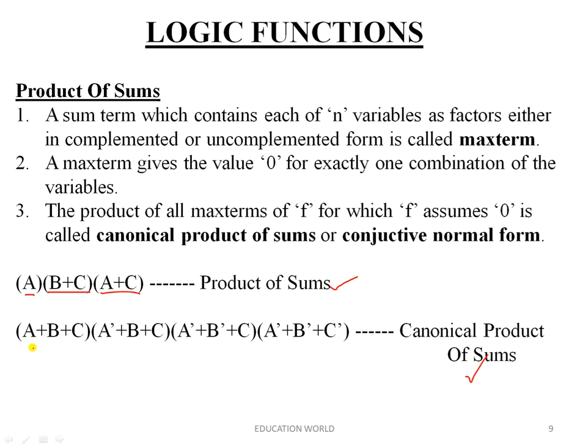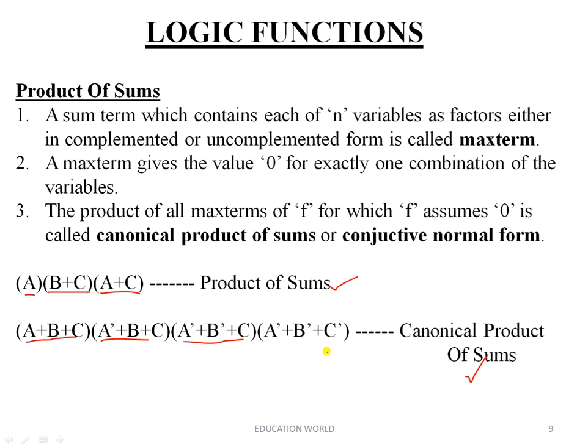But in the case of canonical product of sum, it is mandatory to contain all the variables, whether it is 2 variables, 3 variables or 4 variables. In this example, it is 3 variables, and it is mandatory to contain all the variables in the sum expression. So a plus b plus c contains all 3 variables, and in this expression a complement plus b plus c, a complement plus b complement plus c, a complement plus b complement plus c complement, it is mandatory to contain all the variables in the canonical product of sum.